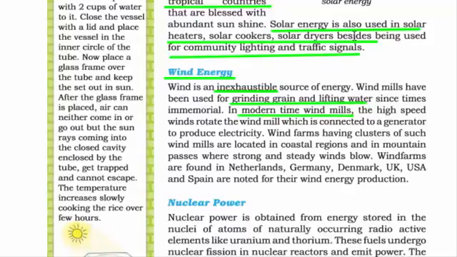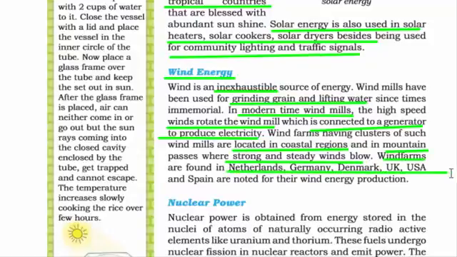But in modern times we have something called windmills. The wind rotates the windmill, which is connected to a generator, and that produces electricity. An ideal location for putting a windmill is a coastal region or mountains, because these places have strong and steady winds blowing. Some of the wind farms are found in Netherlands, Germany, Denmark, UK, USA and Spain.